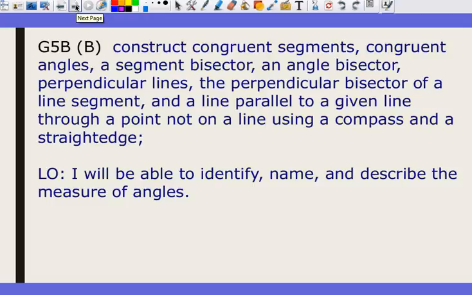All right. Our TEKS for today is the same as the TEKS from yesterday. We're actually building to this TEKS. We're not quite there yet. Construct congruent segments, congruent angles, a segment bisector, an angle bisector, perpendicular lines, perpendicular bisector of a line segment, and a line parallel to a given line through a point not on the line using a compass and a straightedge. Your LO for today is I will identify, name, and describe measurements of angles.